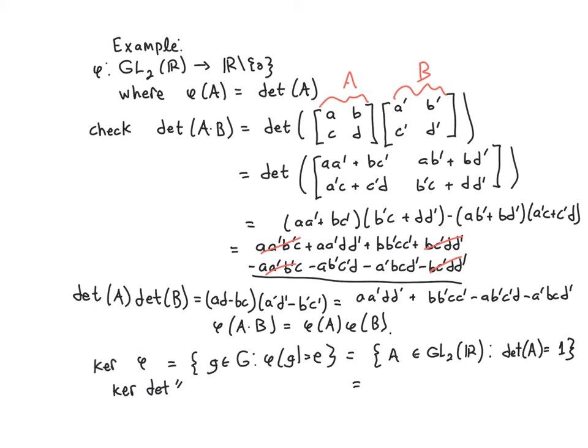And so that's what this kernel is. Earlier in the course, this actually got its own special name. It was called the special linear group. And so it's all matrices of determinant 1.